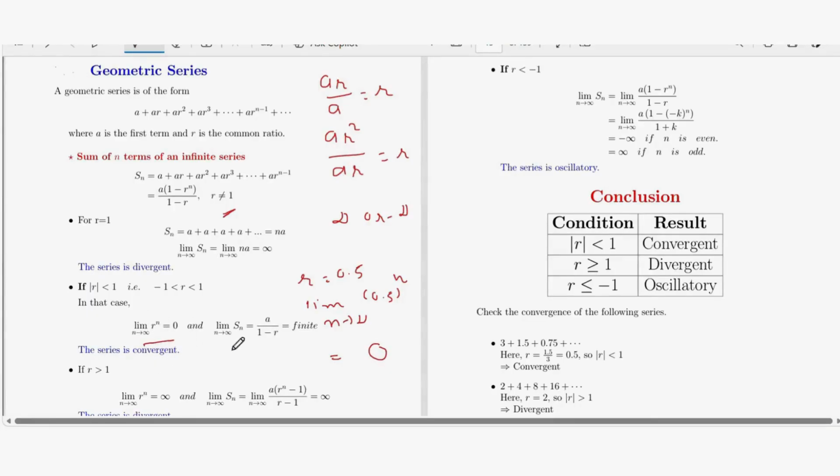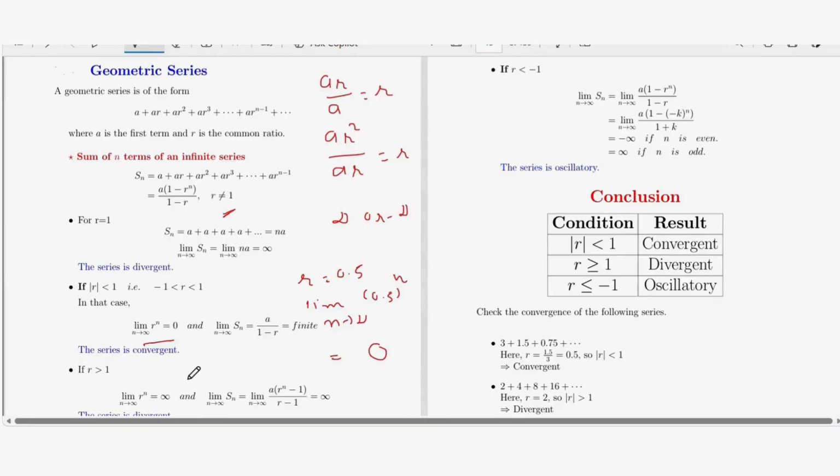Now take this Sn and apply limit n tends to infinity. Limit n tends to infinity Sn is equal to this value. r raised to n becomes 0, so we get 1 minus 0 in the numerator, giving a upon 1 minus r. So for mod r less than 1, limit n tends to infinity Sn is equal to a upon 1 minus r, which is some finite number. That's why we conclude the given series is a convergent series.